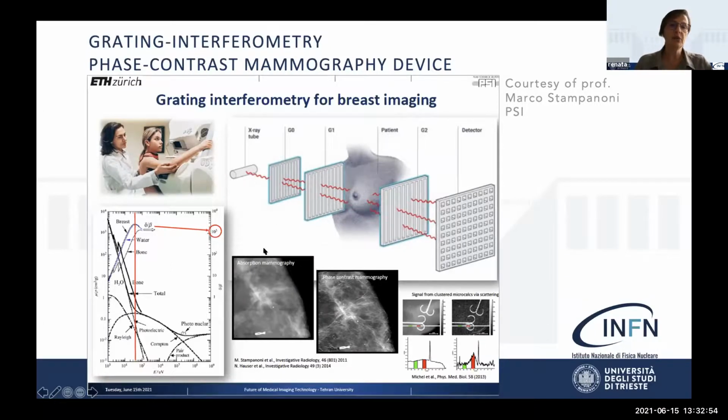Using grating interferometry, it's possible to acquire absorption mammography, to perform the reconstruction of the phase contrast images, and it is also possible to study the small angle scattering. And some years ago, there were very exciting results about the possibility of characterizing microcalcifications according to their scattering properties.